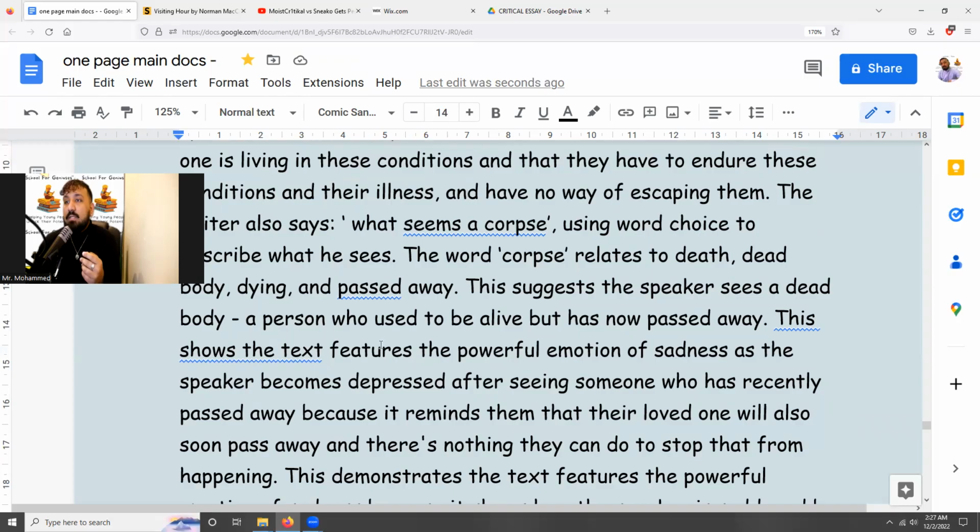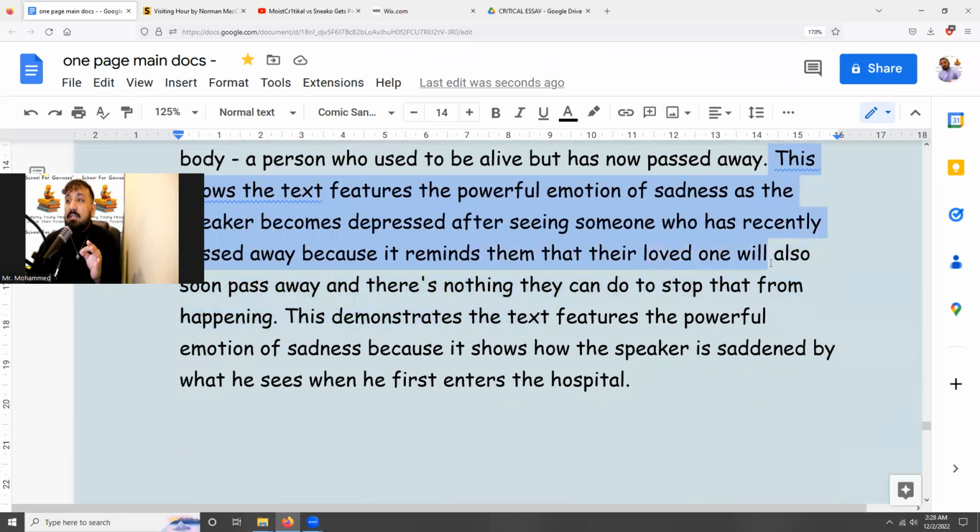Now I'm going to look for my second main point. And again, I'm going to look for the part after my quote analysis, okay? And I'm going to look in the "this shows" part.